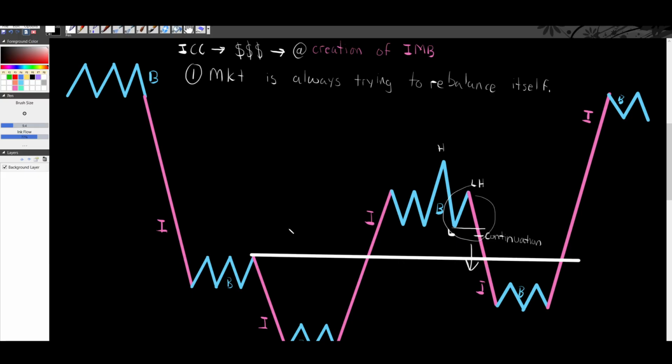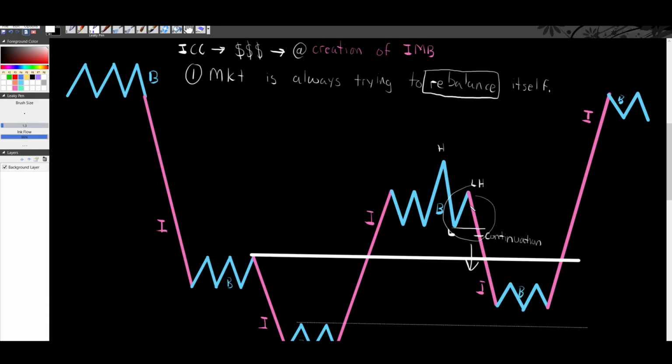Okay? The market's always trying to rebalance itself. So we have to dive into understanding what does it mean for the market to rebalance itself. And that's what I was about to get into. So, for example, when the market made this impulse right here above these highs, right? And then we confirmed a downtrend.